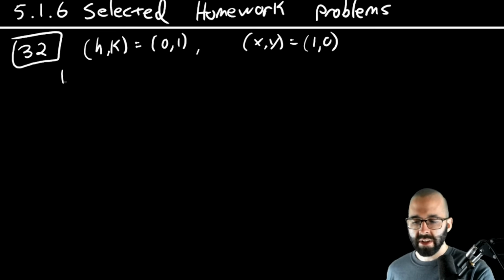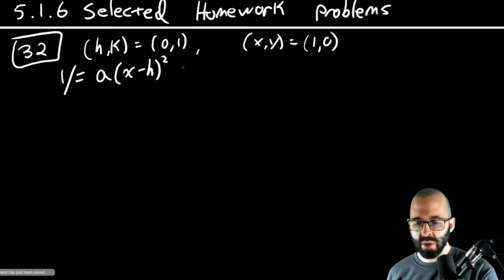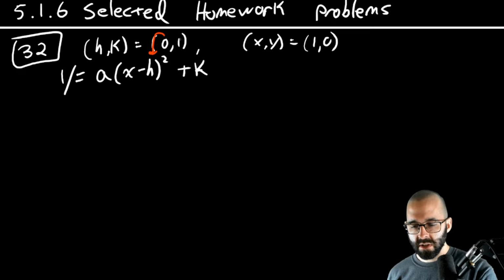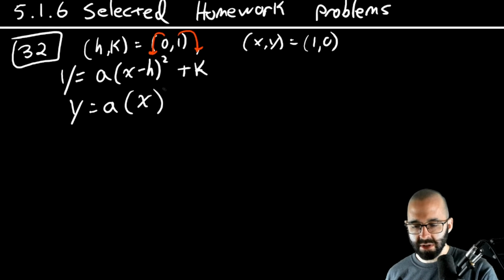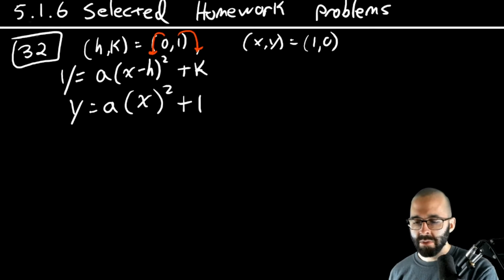So the whole idea for that is that vertex form is a times x minus h squared plus k. So we use this h and this k, and that gives a times x minus h squared. H is 0, so we're just going to have x squared plus k, which is 1. And we still don't know our a, but we're close here.